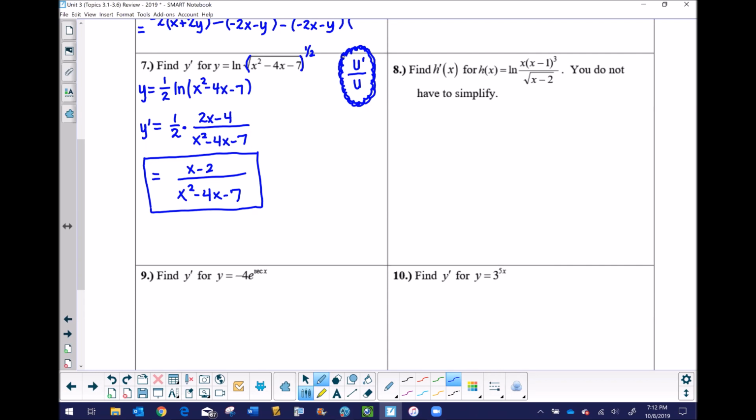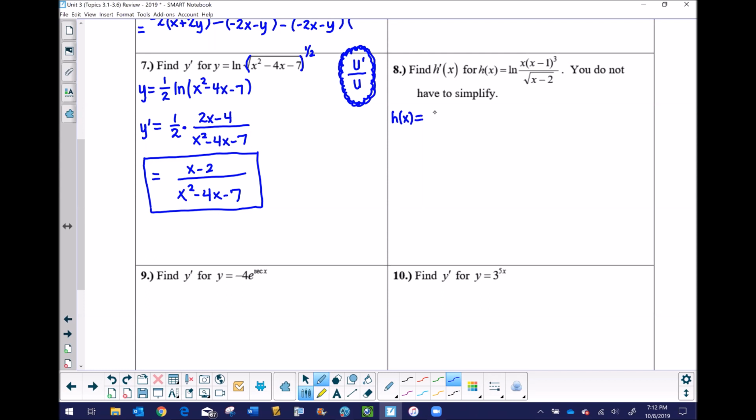There is no way that any of us want to take the derivative of all of this. That is one heck of a u prime, right? It's got a quotient rule, it's got a product rule, it's got a chain rule, it's got like every rule known to man in it. So that's not the route that we'll take. Instead, we'll take this h of x and we'll just dissect it and turn it into several separate logarithms.